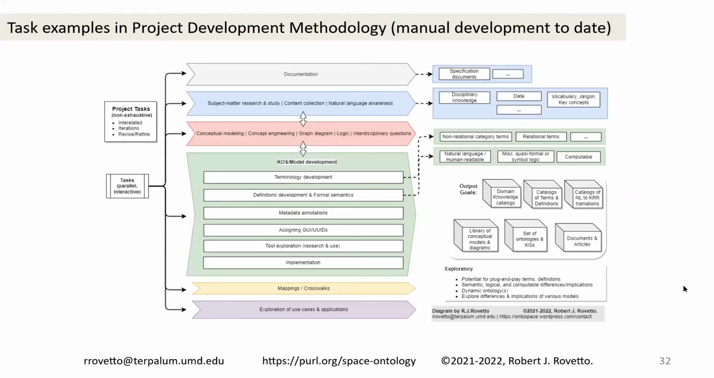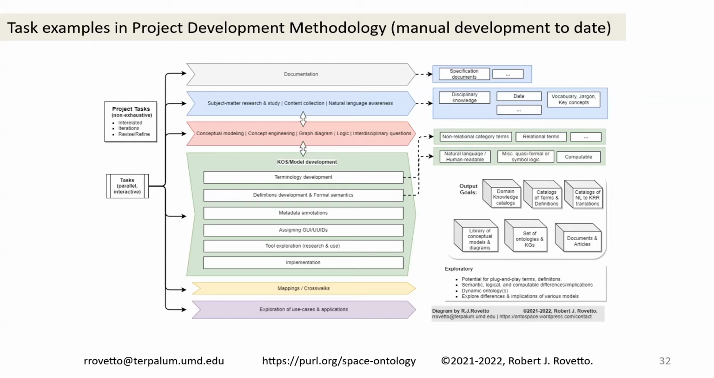In terms of methodology, to date, my approach has been manual ontology development, and it effectively includes some of these tasks. So at the very top, we have documentation, and that includes the creation of specification documents. Below that, we have subject matter research and study, for which there may be various particular subdisciplines. And that also includes the collection of particular content and general awareness of how the natural language terms are used in various communities. Now that includes disciplinary knowledge, the data sets themselves, and jargon and local vocabularies.